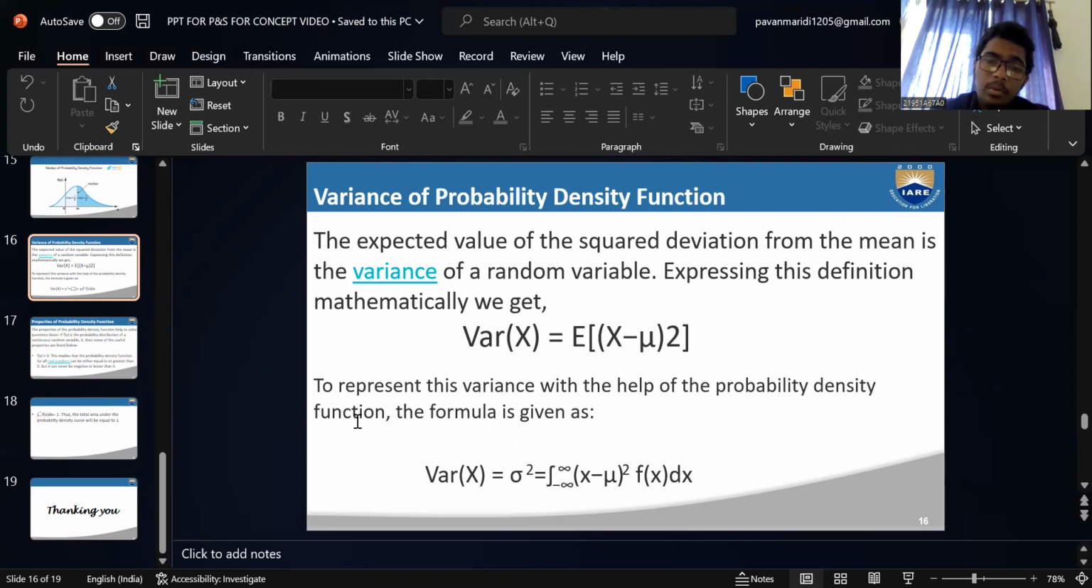Variance of probability density function is defined as the expected value of the squared deviation from the mean. Expressing its definition mathematically, we get variance of x is equal to E of (X minus mu) squared. To represent this variance with the help of the probability density function, the formula is variance of x is equal to sigma square is equal to the integral from minus infinity to infinity of (x minus mu) whole square times f of x dx.